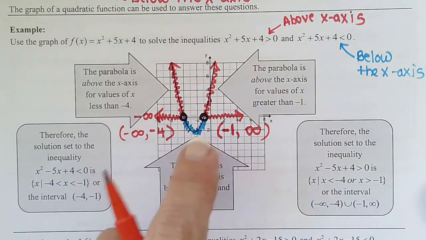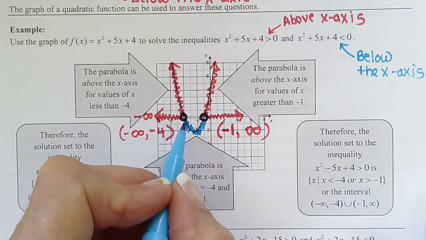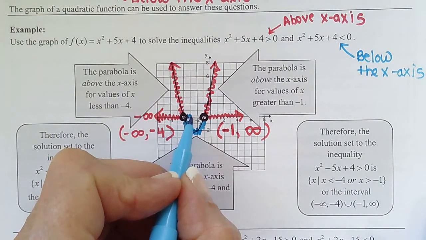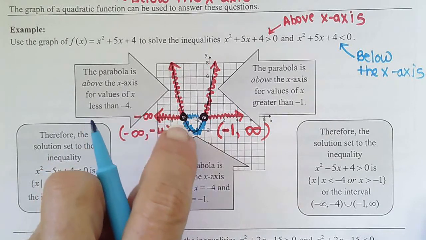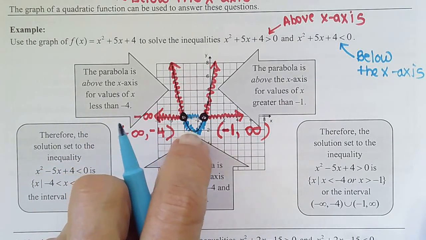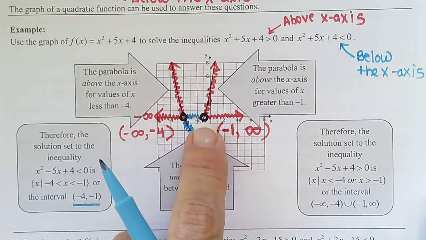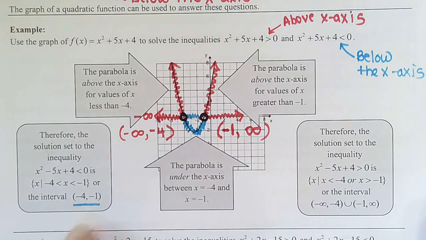When the graph is below the x-axis, now let's switch to blue. It is from -4 to -1, so it's these x values. So from -4 to -1 on the x-axis, that's when the graph is below the x-axis. So we would write it like this: -4, -1, both with parentheses. So that's when it is below the x-axis.